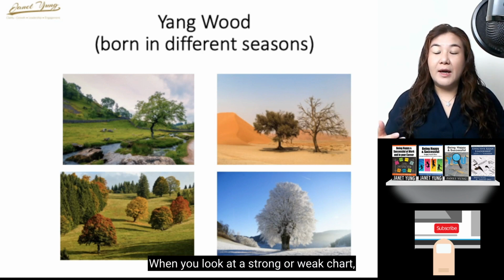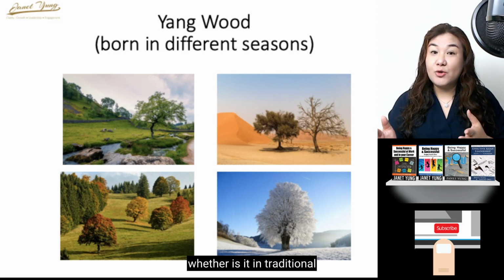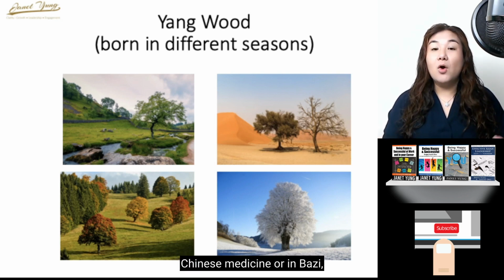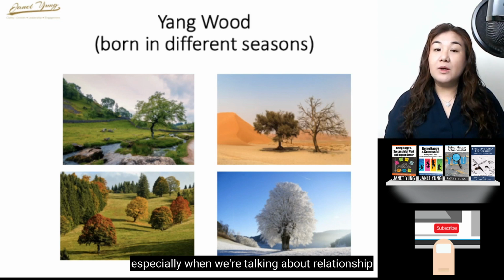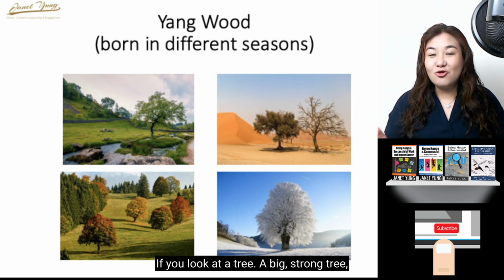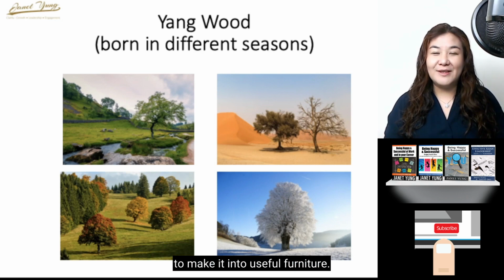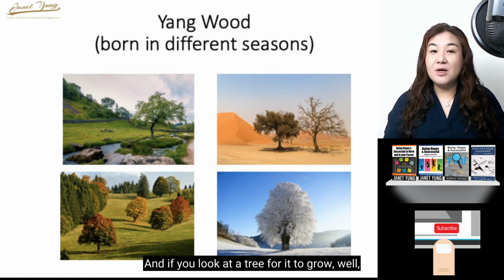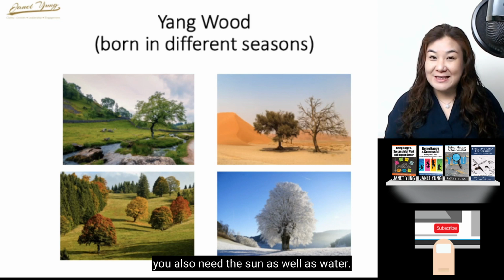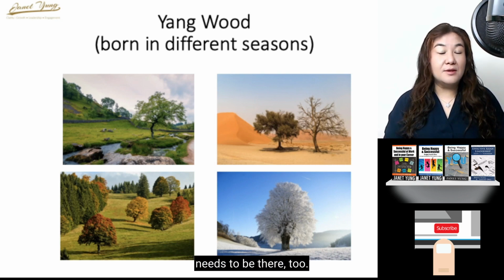When you look at a strong or weak chart, it's not necessarily good or bad whether a chart is strong or a chart is weak. The concept of 5 elements, whether in traditional Chinese medicine or in Bazi, especially when we're talking about relationship and health, is really about balance. If you look at a big strong tree, you will actually need the metal to chop it to make it into useful furniture. And for a tree to grow well, you also need the sun as well as water. And soil, which is the element of earth, needs to be there too.